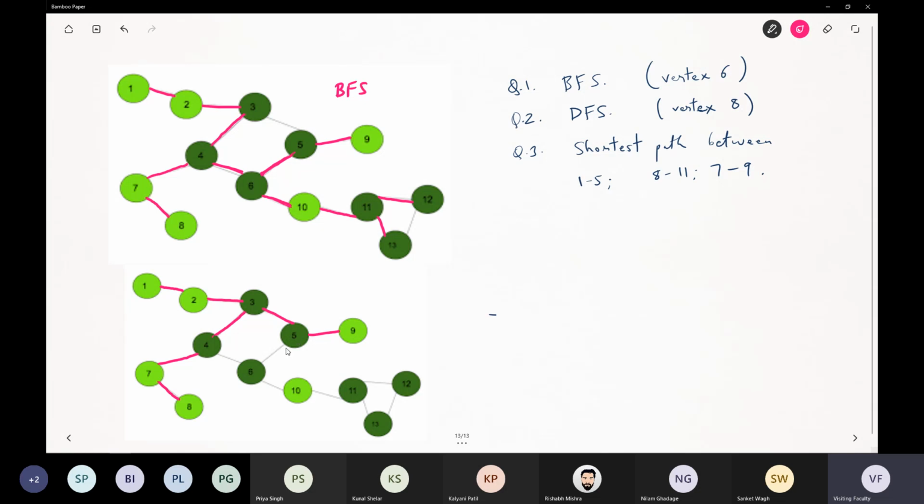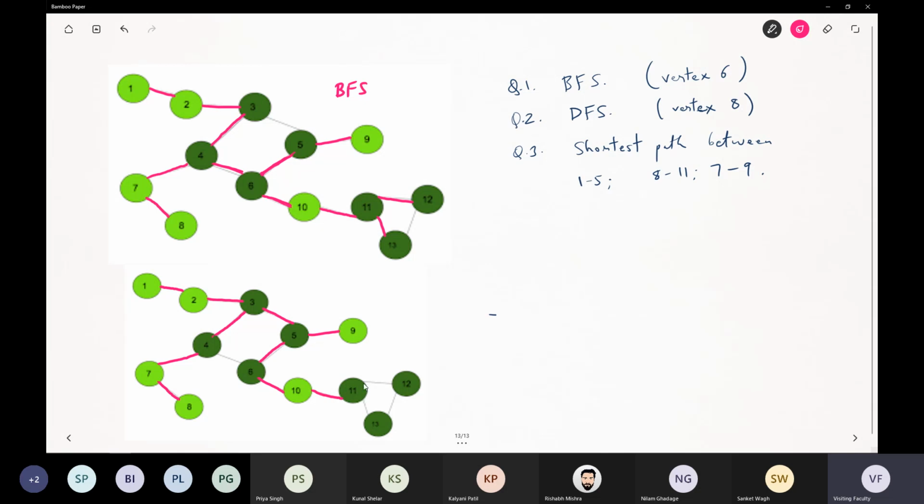From 5, is there a new direction possible? Yes, there is. 5 to 6. From 6, can I go anywhere? I can go to 4 or 10. If I go to 4, it will form a cycle because it will form this square. So I cannot go to 4. I can only go to 10. From 10, I can only go to 11.